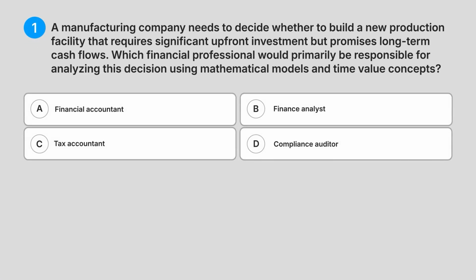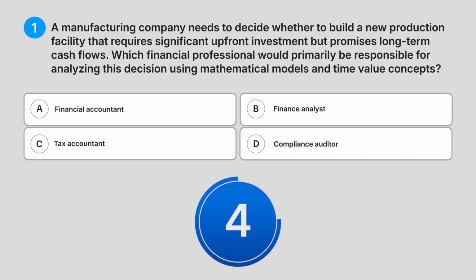1. A manufacturing company needs to decide whether to build a new production facility that requires significant upfront investment but promises long-term cash flows. Which financial professional would primarily be responsible for analysing this decision using mathematical models and time value concepts? A. Financial accountant. B. Finance analyst. C. Tax accountant. D. Compliance auditor. Can you guess the answer?